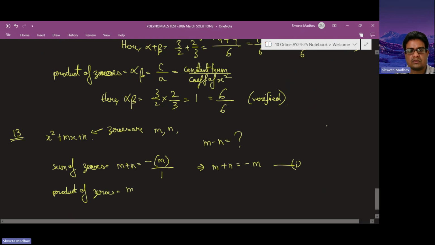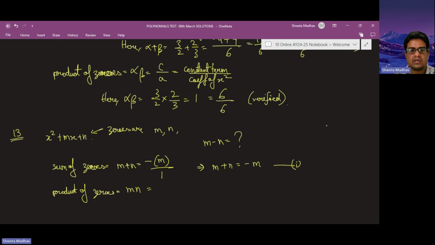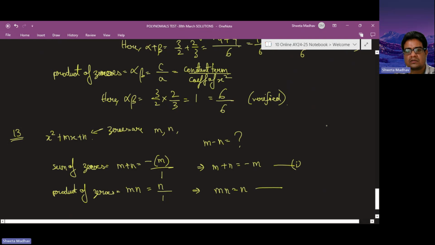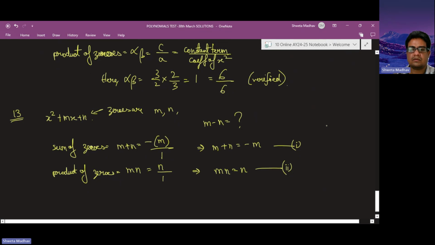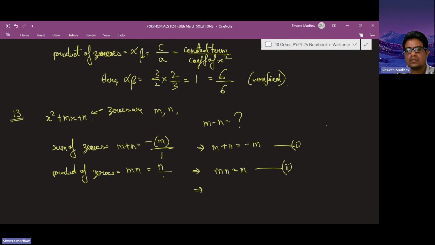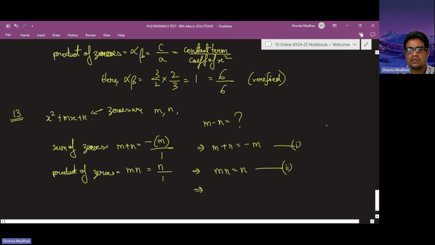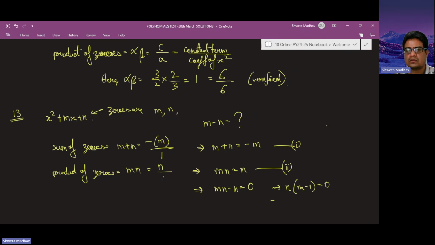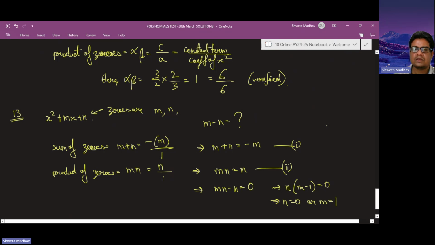And product of the zeros, that is m into n, is equal to c by a. C is n by coefficient of x square, that is also 1. So the second equation we get is mn equal to n. So this is equation 2. So now we have to solve and find out value of m and n. So if we solve the equation number 2, then we will get mn minus n equal to 0. So n into m minus 1 is equal to 0. So here we can get n equal to 0 or m equal to 1.